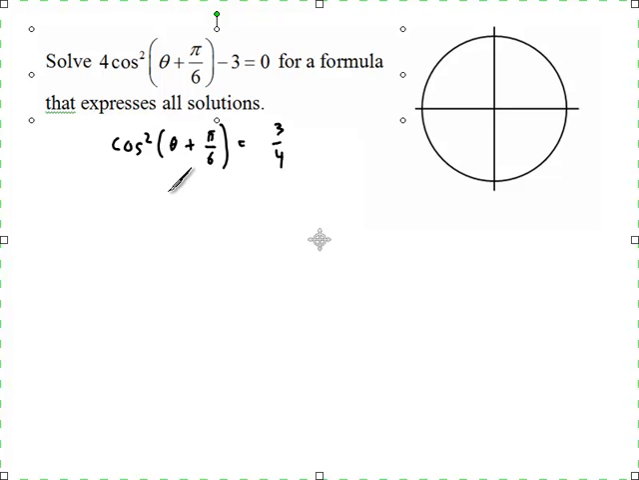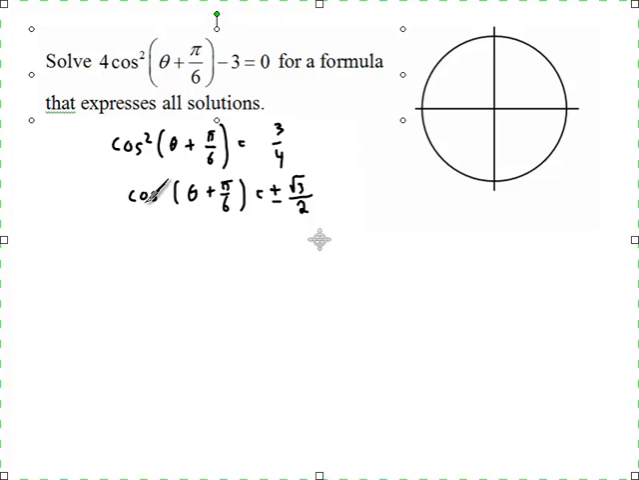From here I can take the square root of both sides. This will give me cosine of theta plus pi over 6 is equal to the square root of 3 over the square root of 4, which is 2. And because I took the square root of both sides, I have to remember that I could have both positive and negative roots, so I include the plus or minus.